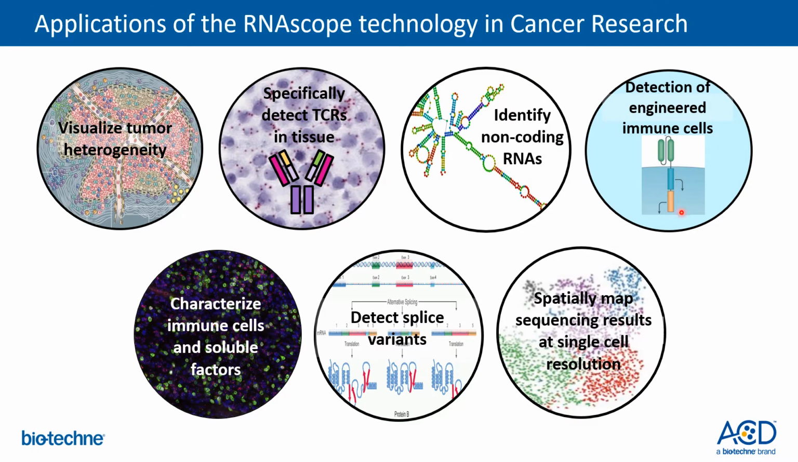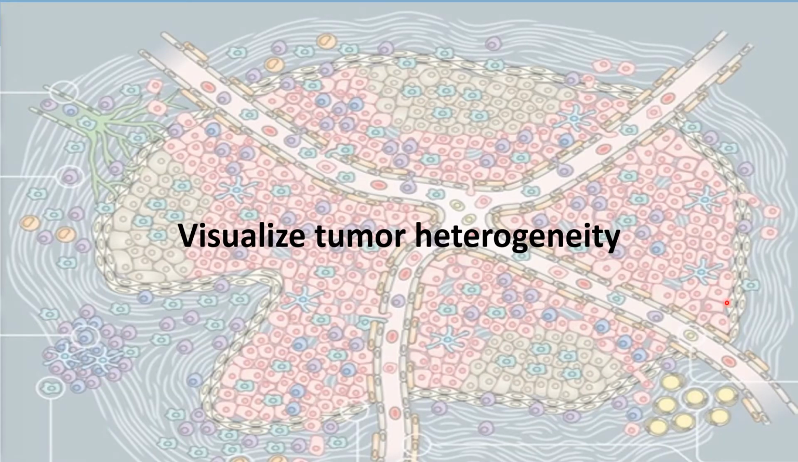So this slide depicts the multiple different applications of RNAscope in cancer research. As you can see, it has been widely applied to study tumor heterogeneity, to detect TCR sequences, identify long non-coding RNAs, characterize immune cells, detect splice variants, and for spatially mapping single-cell RNA sequencing data. So I'll go into detail into some of these applications by giving you a few examples for each of them. So let's start by understanding how RNAscope can be used for visualizing and studying tumor heterogeneity.